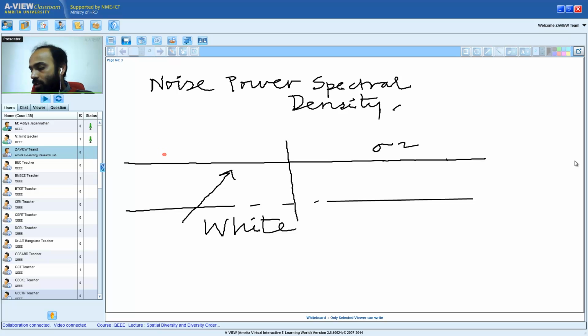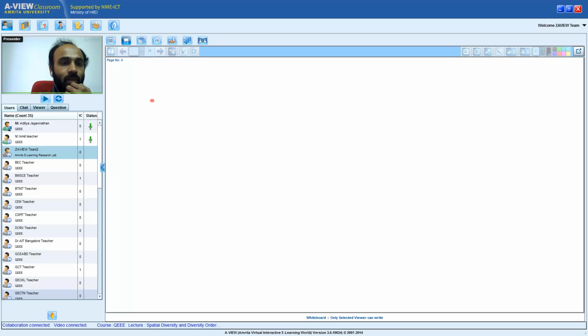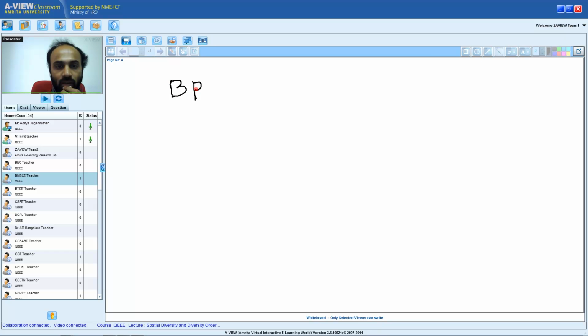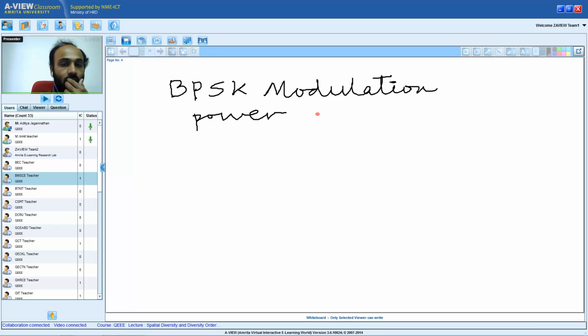Does anyone remember what we said about the BPSK modulation last time? If I'm looking at BPSK modulation of power P, what are the transmitted symbols? Can someone prompt me on the chat if someone remembers what is the BPSK modulation, plus or minus square root of power P? Does anyone remember what are the transmitted symbols corresponding to BPSK modulation of power P?